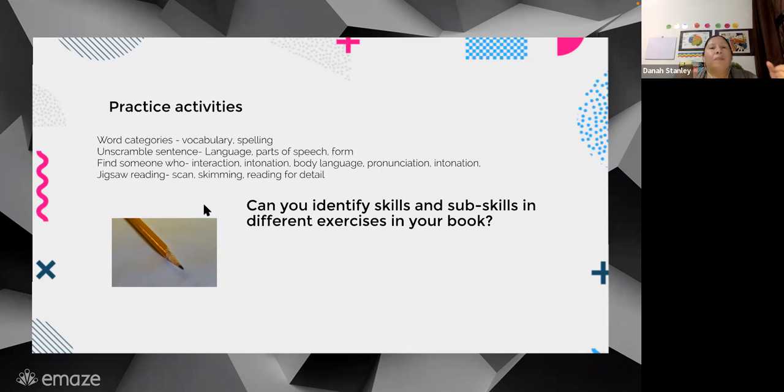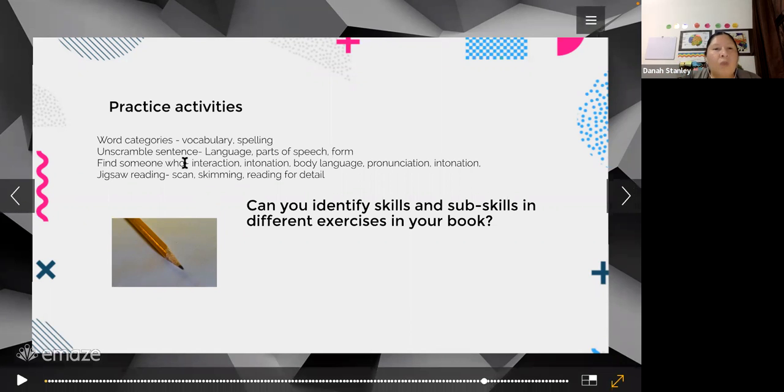So they are categorizing, they are discriminating, they are checking the spelling, they are practicing the written form. Probably they can be practicing the oral form, the stress, and the intonation.